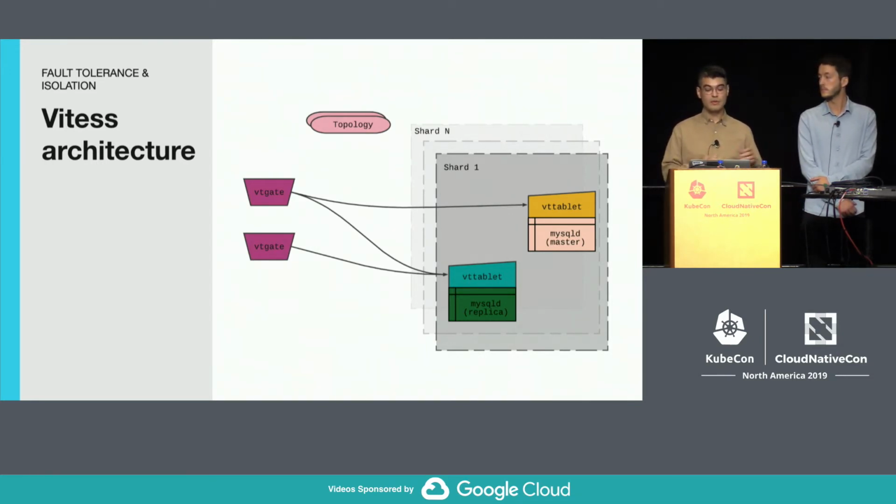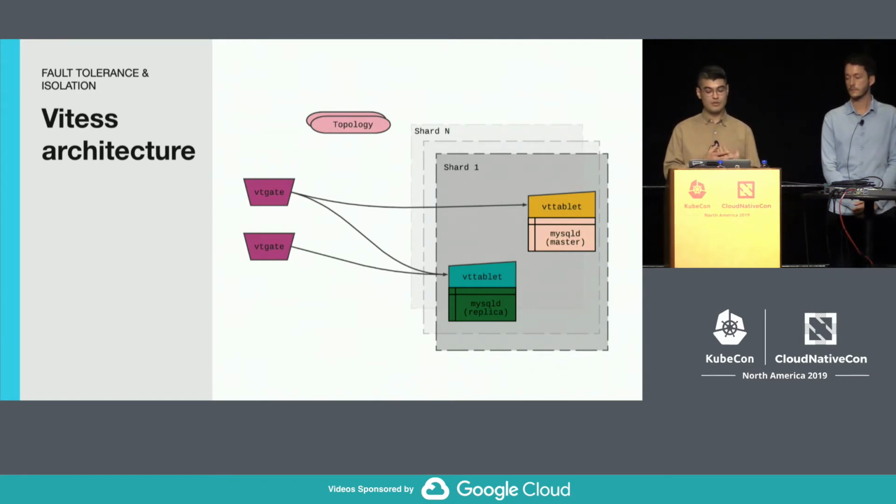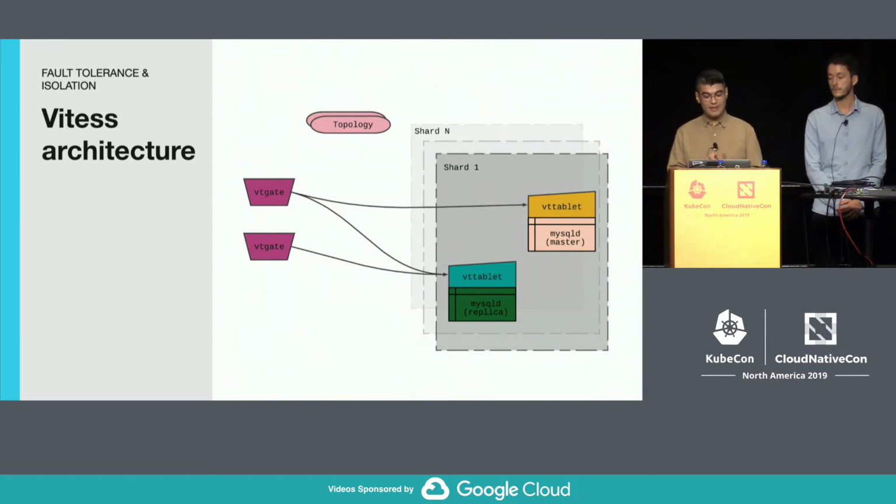On the left, you have VTGates. VTGates are a stateless router that the application uses to talk to your Vitess cluster. From the application perspective, a VTGate looks just like talking to any MySQL instance, because VTGates implement the MySQL protocol. Then on the top, you have a very important component for Vitess, the topology service. The topology service contains all the metadata about your shards and the sharding information. So when a VTGate needs to find a shard in Vitess, it does that through information that comes from the topology service.